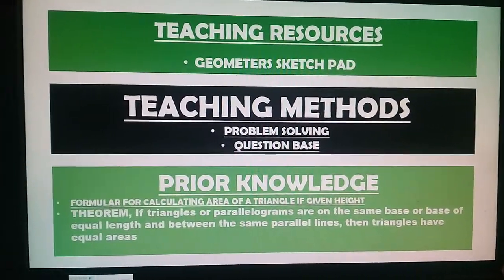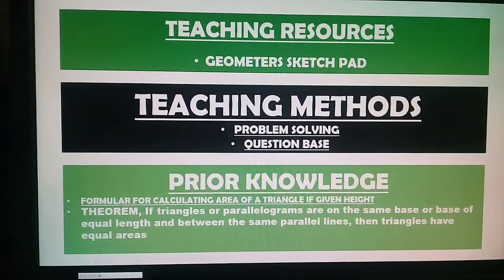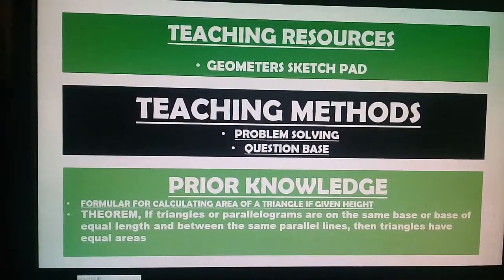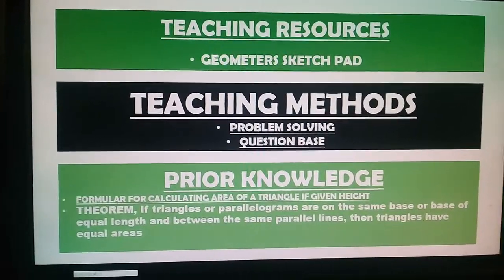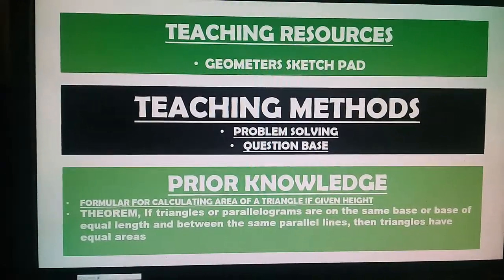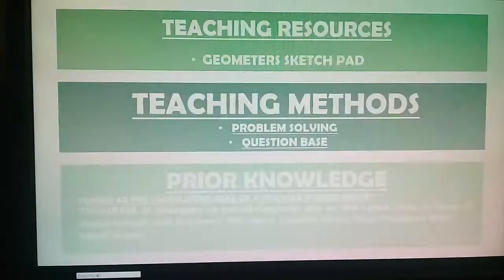And I have proven, and I've shown using the sketchpad, that if we have two triangles and they share the same base and they are between parallel lines, then they have equal areas. I'm assuming that learners know that theorem for today's lesson.